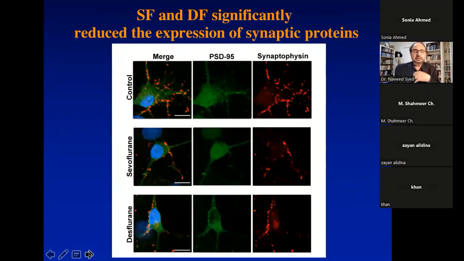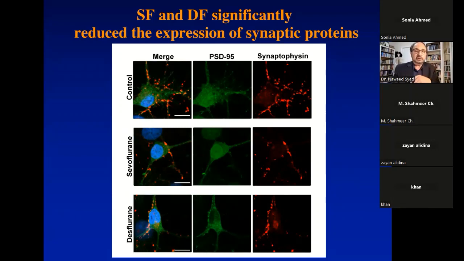So then we looked at the synaptic proteins. I've shown you so far that indeed a number of anesthetics affect cellular viability. So in a developing brain, in early stages when brain cells are differentiating, proliferating, migrating, you can imagine that all of these parameters will be affected if the brain is exposed to anesthetic at that stage.